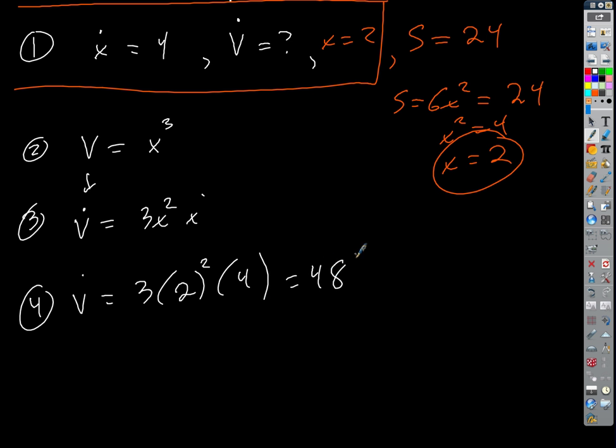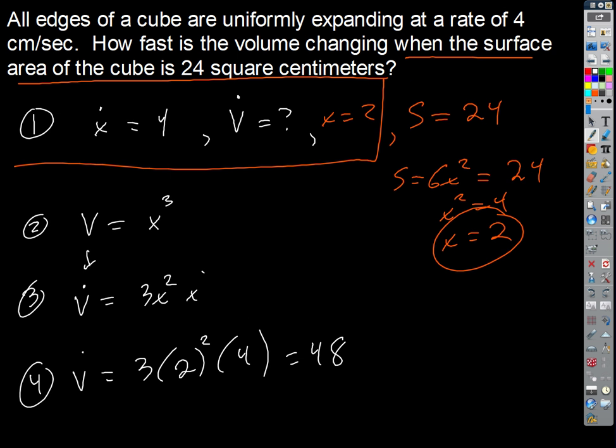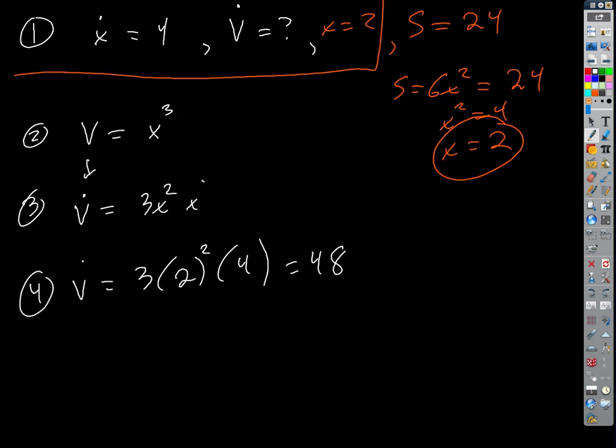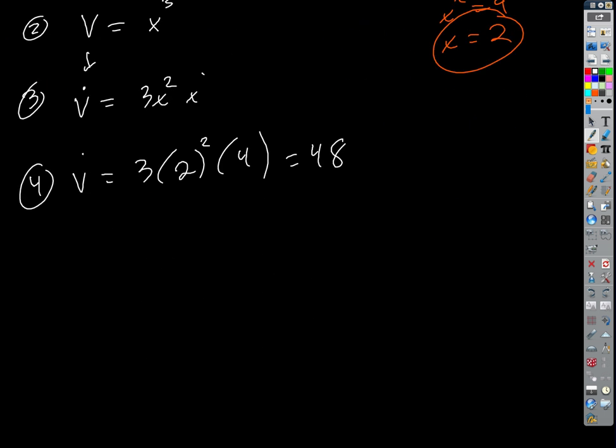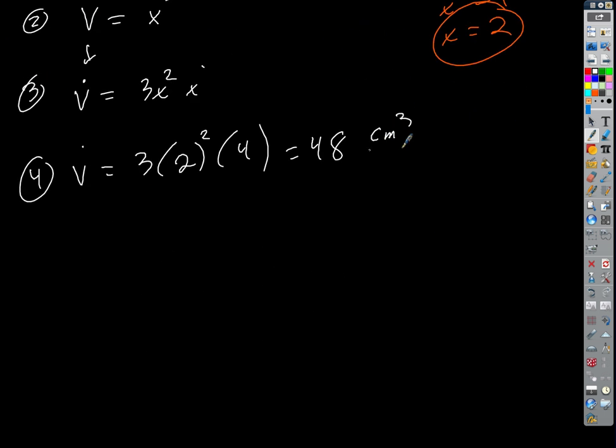What should the units be on this? Cubic centimeters per second, because seconds are our time, and centimeters are what we're measuring length in, right? So we get 48 cubic centimeters per second. Okay? Make sense? Okay. All right.